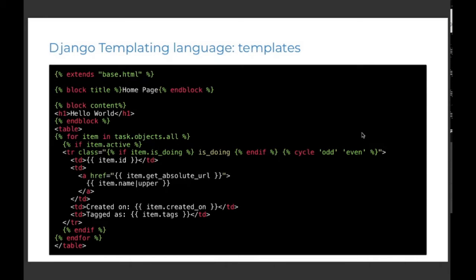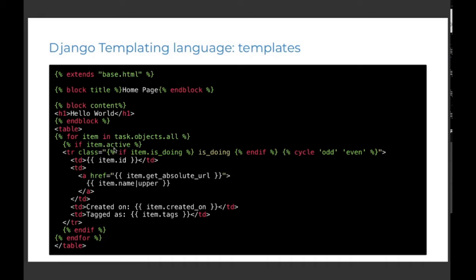It looks kind of scary, but it's really not. So what it says here is I'm extending base.html, and then in the block named title, I'm putting this string, homepage. Okay, so this text here, and then end block. So this is like a closing curly bracket, and then the block content. I am putting in hello world, and then after that I would have a table, and in the table I'm doing a for loop over all the task objects.